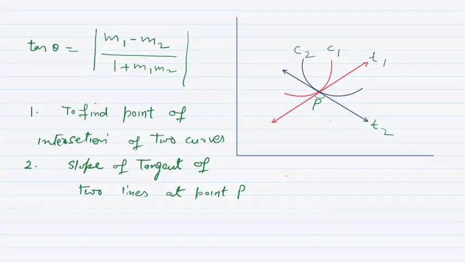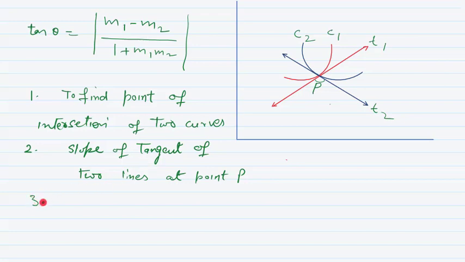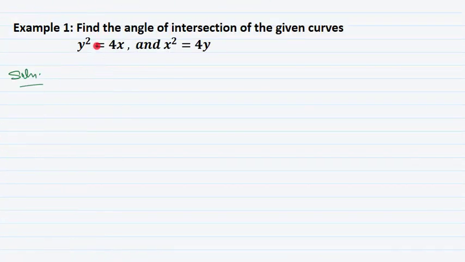And the third step is to find the angle by using the same formula which I have written over here. So in these 3 simple steps, you can easily calculate the angle between the two curves. To see how to solve the problems, let us take some examples of the same type. Let us take the first example.